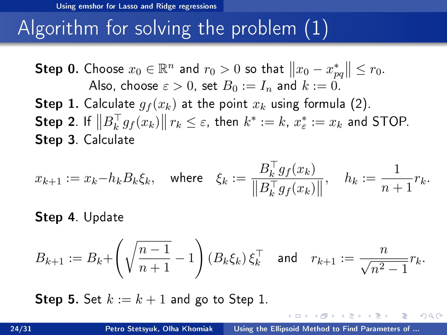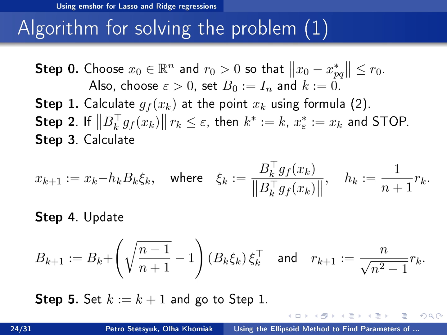This scheme is interpreted in the same way as the Emscher program, that is, at the 0 step, we choose x0 and r0 such that the x star is in a sphere of radius r0. We also select the epsilon at which we stop the process. We take B0 matrix as an identity matrix and set the iteration counter to 0. Steps 1 through 5 are repeated until the condition in step 2 is fulfilled. The norm of the subgradient multiplied by the radius of the sphere in transformed space is less than epsilon. Stopping under this condition means that such a value of f is found that differs from the optimal value by no more than an epsilon.